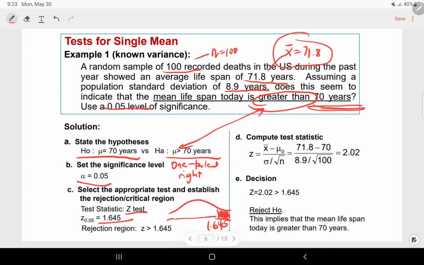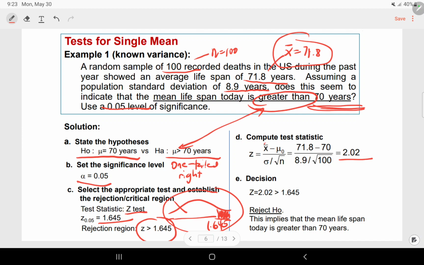Now, the rejection region will be z greater than 1.645. You can have this illustration or you can have this rejection region, either of the two. Mas malinaw kasi pag yung illustration. Now let's compute the z statistic. The formula is already given. Our sample mean will be 71.8 based on the problem, minus 70, our population mean, divided by 8.9, our standard deviation, divided by the square root of 100, which is n. So the computed value is 2.02.